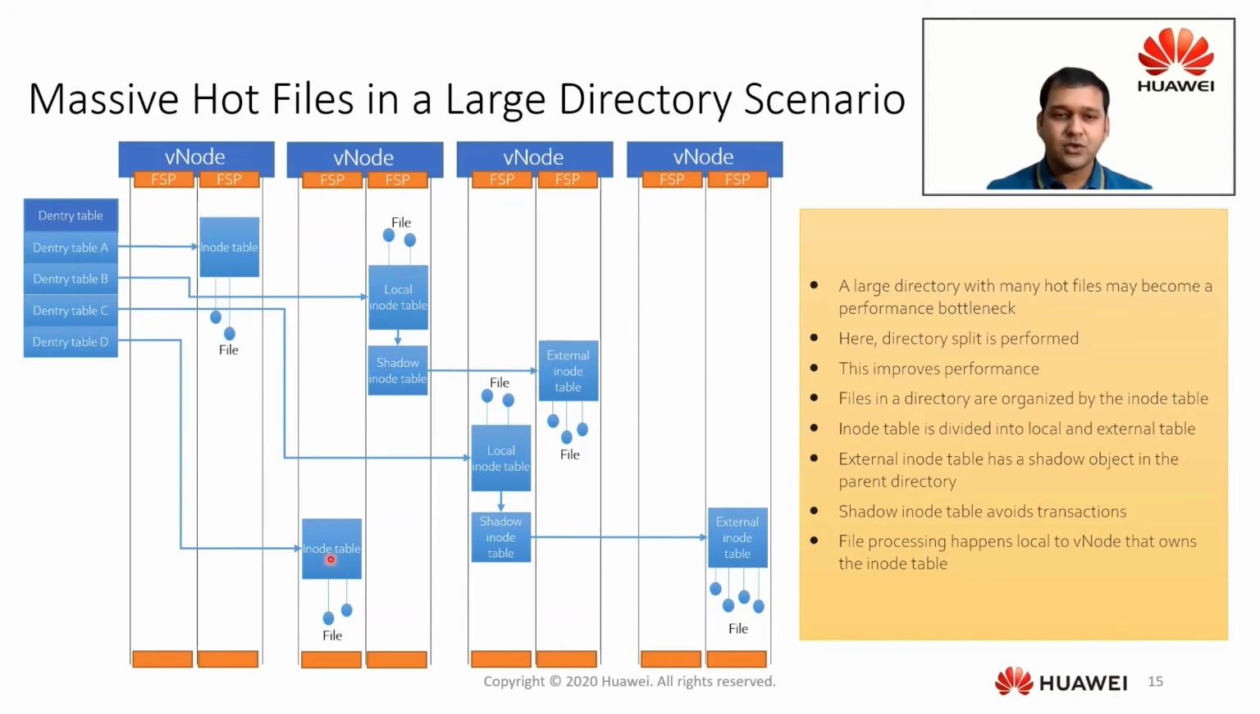And within each of these inode tables, the files are created locally. So the subsequent operations on these files, getting attributes and other things, would be efficient. Definitely, if you're doing a whole readdir-plus kind of operation on this directory, it might take a hit. But then, as we said, it is a fairly large directory.